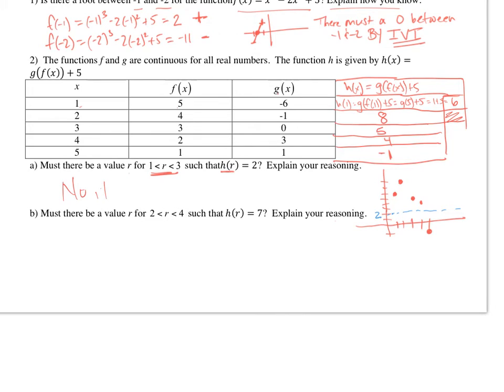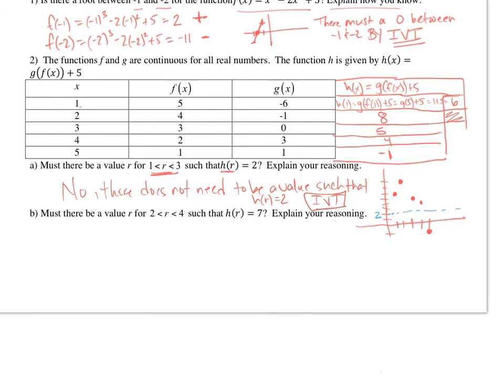There does not need to be a value such that h of r equals 2. And again, what is our reasoning here behind everything? IVT. Let's take a look at the next one.